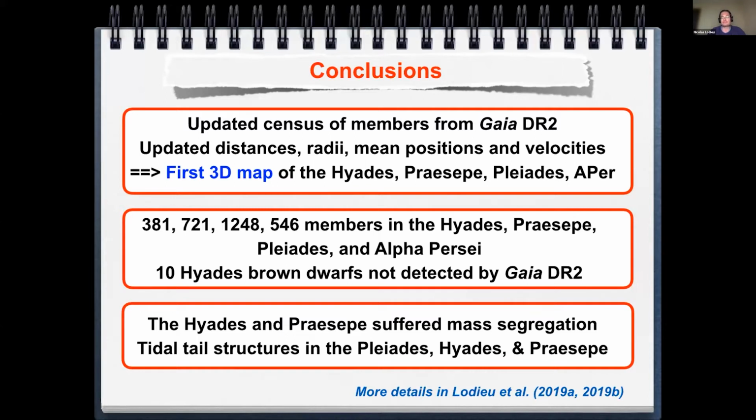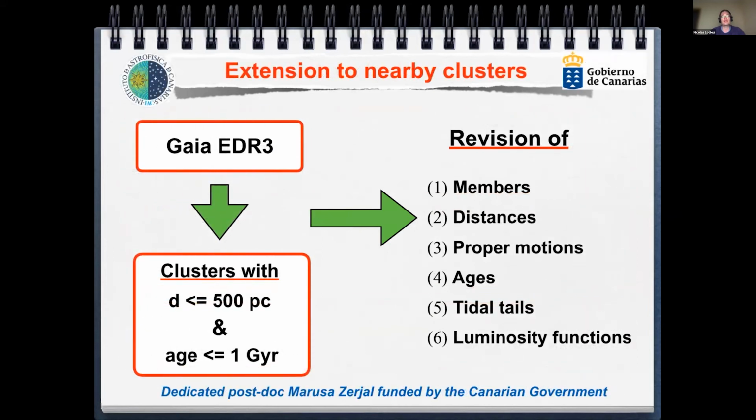So now the next step that we are currently doing as an extension to this work is to use the latest Gaia EDR3 release for all the clusters within 500 parsecs and younger than 1 giga-year. And we want to revise the membership, the distances, proper-motion ages, and also look in more detail at the tidal tails and the luminosity functions.